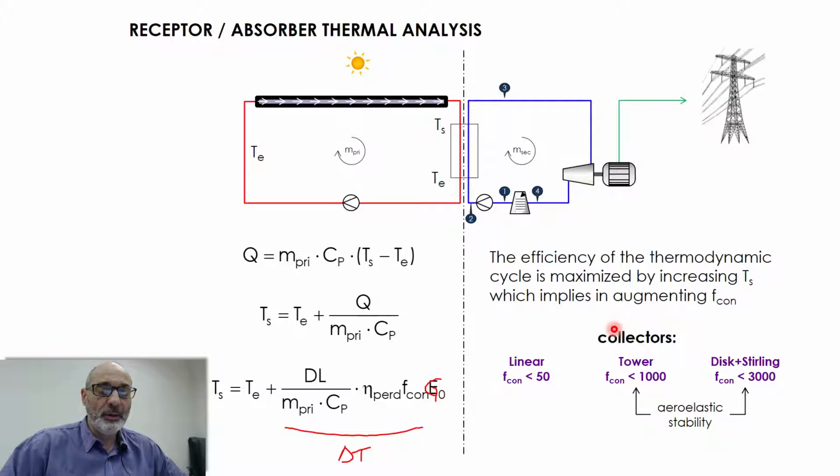So in terms of the possible collectors that we have as a working choice, the linear collectors may increase by 50, the tower by 1,000, and the disk one, this is not applicable to our case, more than 3,000. Okay. Just a remark, these kinds of collectors have, that's not exactly a problem, but sensitivity.